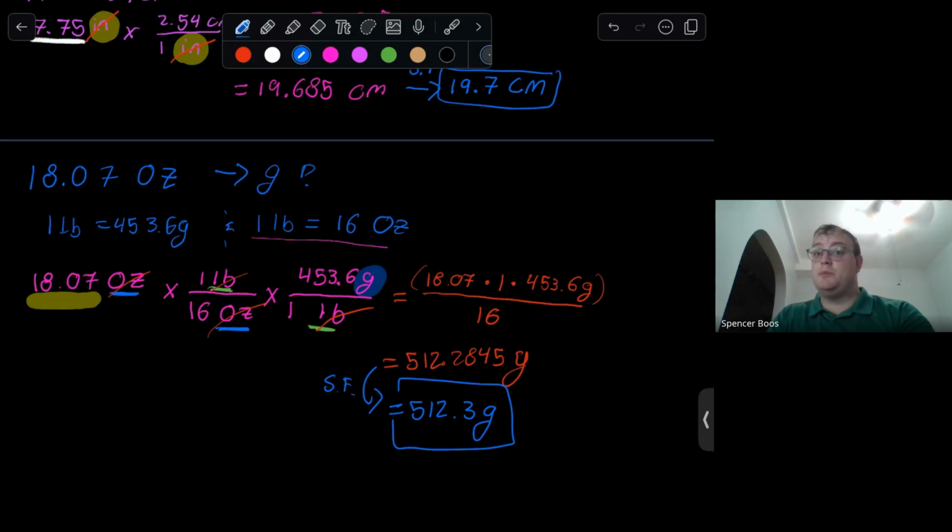Some of the balancing equations will be simpler. Some of them will involve doubling your stuff. So you've got to be kind of on top of it.